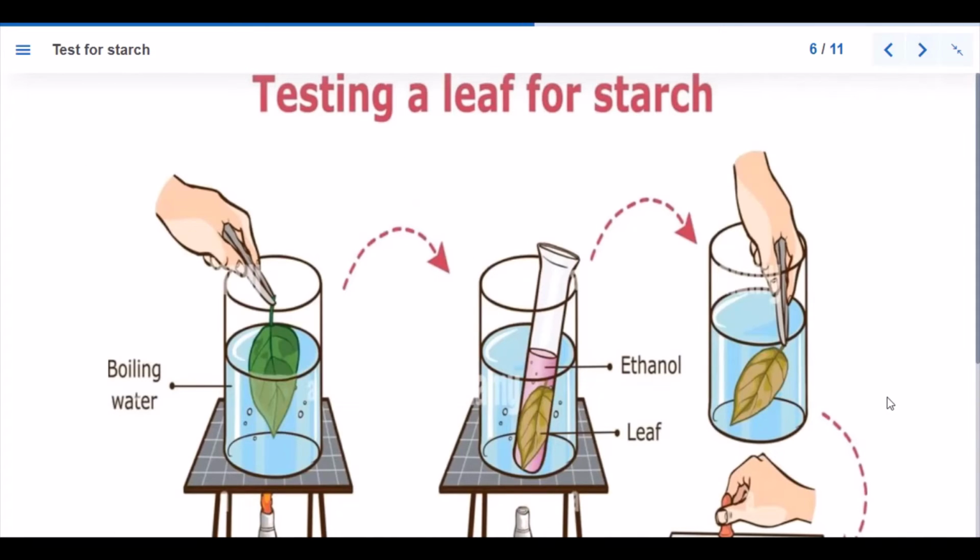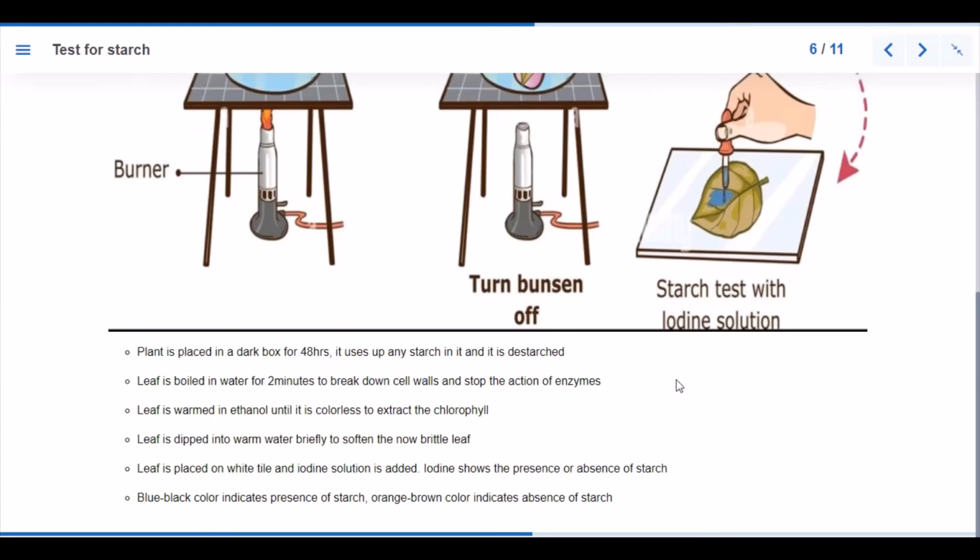Here we have a demonstration of the test for starch. The procedure says to place a plant in a dark box for 48 hours. It uses up any starch in it, and it is destarched. The leaf is boiled in water for 2 minutes to break down cell walls and stop the action of enzymes. The leaf is warmed in ethanol until it is colorless to extract the chlorophyll.